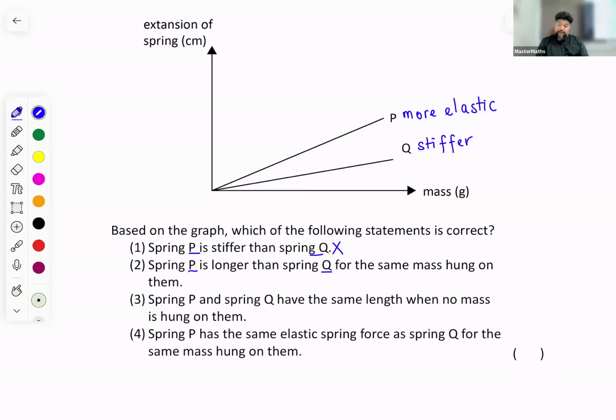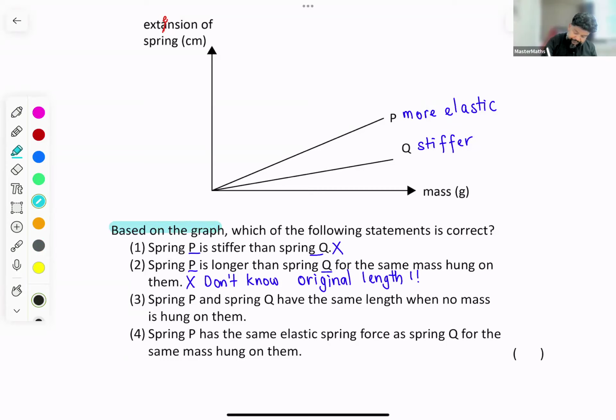Think about it. P will be longer than Q if I add 50 grams to it. Because, what is extension? Exactly. So why is option number 2 not true? Because I do not know the original length. Do you understand? I don't know the original length. Remember, this question is asking based on the graph alone. Okay? Based on the graph alone, I don't know the original length.